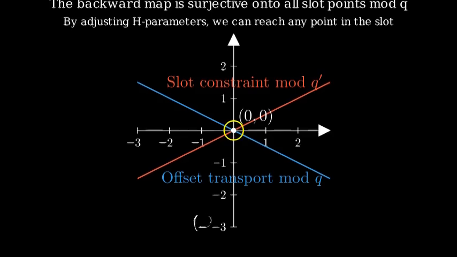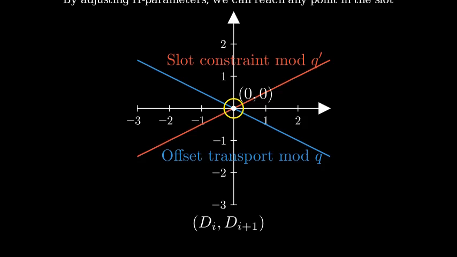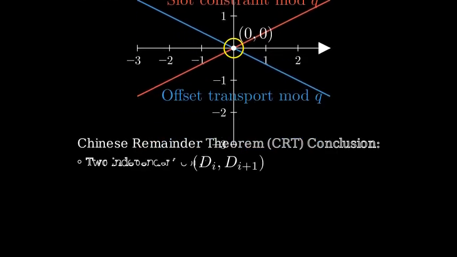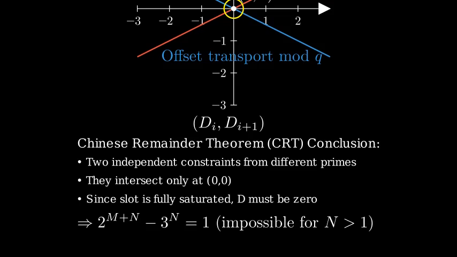At the same pair of adjacent indices, i and i plus 1, this yields 2 independent affine lines, one coming from the slot constraint mod q prime, one from the offset transport mod q. By the Chinese remainder theorem, they intersect only at delta sub i plus 1 equals 0. Since the slot is fully saturated mod q prime, no non-zero common solution exists.